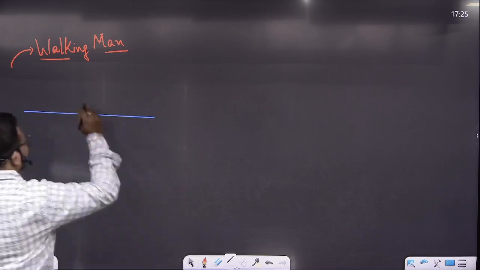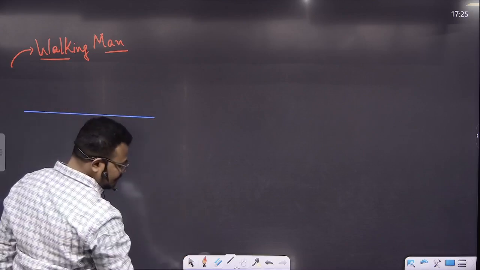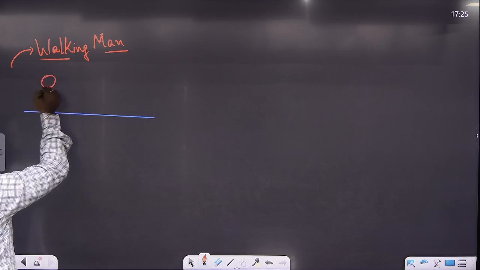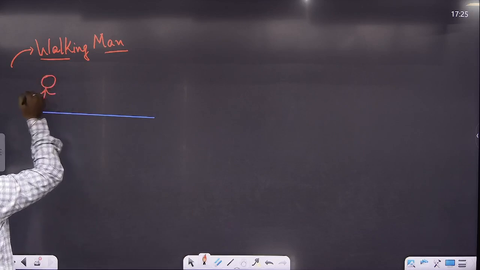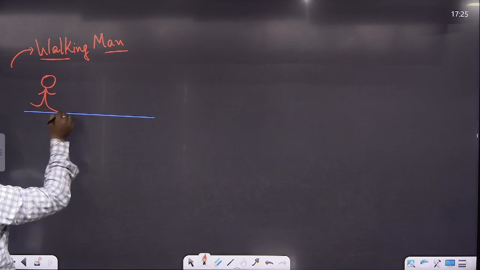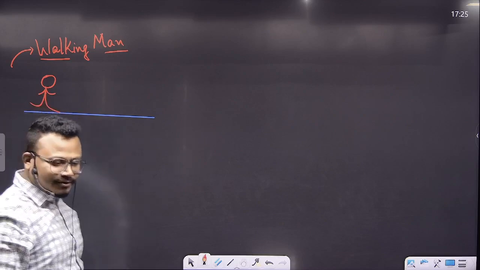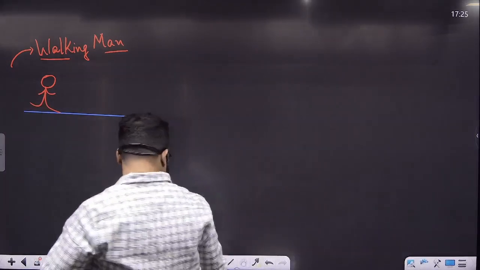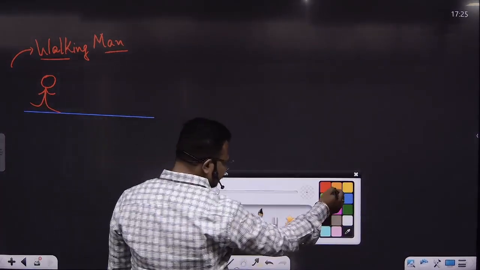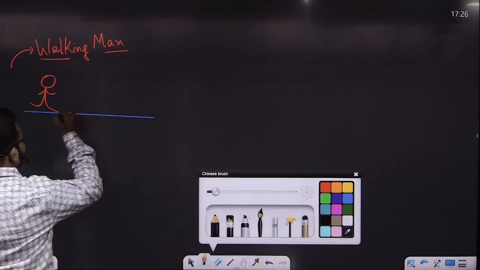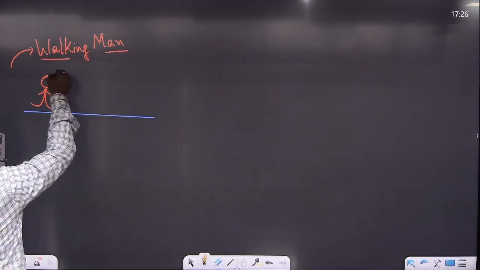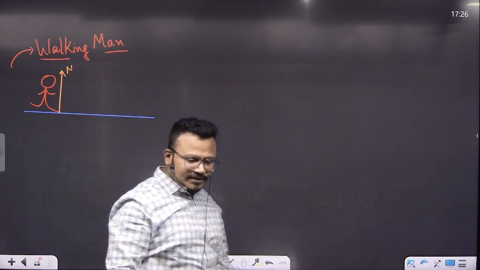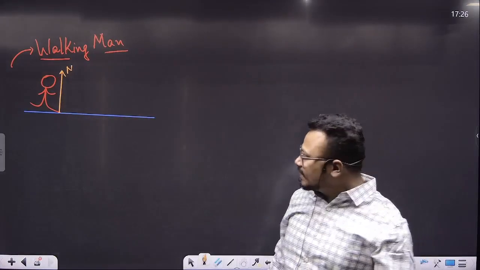Here if a person is there, how will the person move? One leg will be in the air and one leg will be on the ground. Like this only we will walk, right? Now how is the normal acting? See, normal is acting from here. This is the point of application of force. Normal is acting up, at this point.